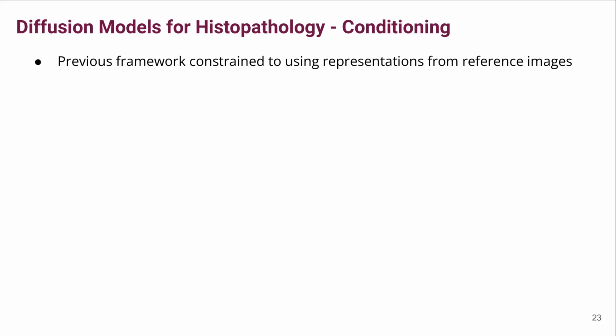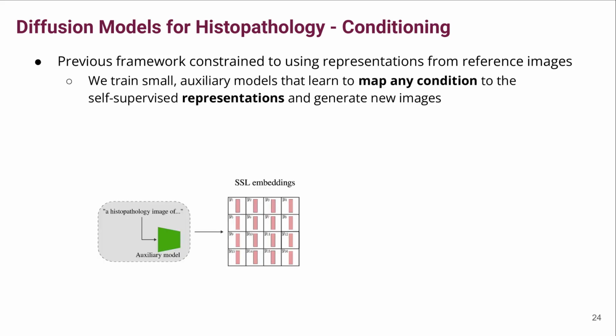Our large image generation algorithm requires a grid of condition embeddings as input, which we've already shown that we can obtain from a reference real image. We also show how we can generate large images from any modality by training auxiliary models that map conditions, such as text or class labels, to the grid of SSL embeddings used as input.